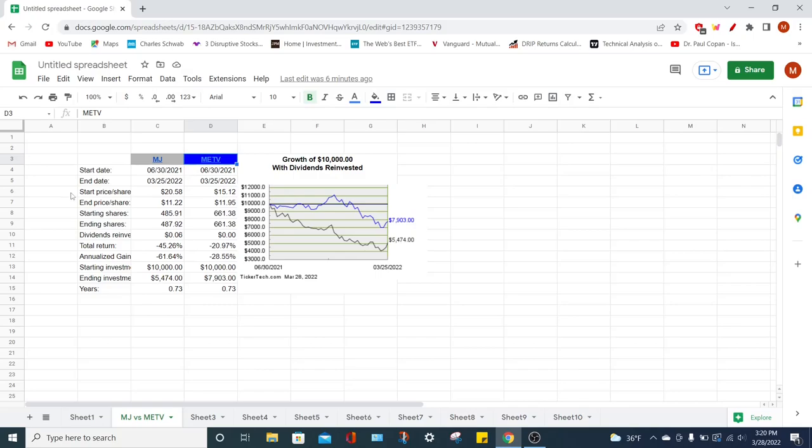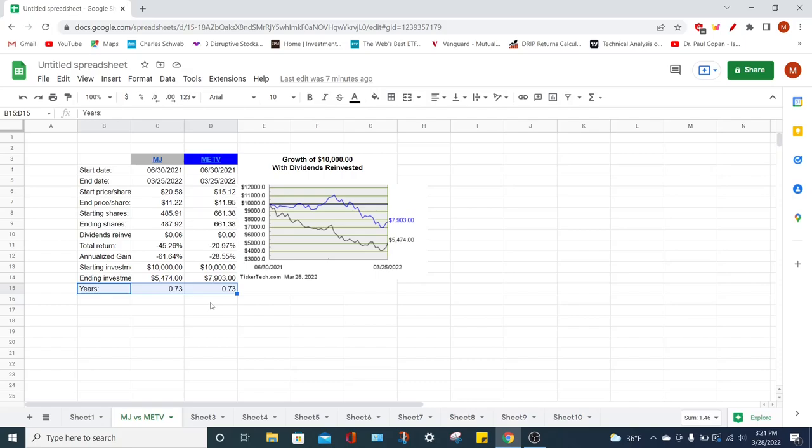And in this data, we can see their starting share price, their ending share price, the starting amount of shares, the ending amount of shares, their dividend reinvestments, their total return over the period, their annualized gains, their starting investment, and of course the ending investment. And down below, we also have the years that we are doing this.